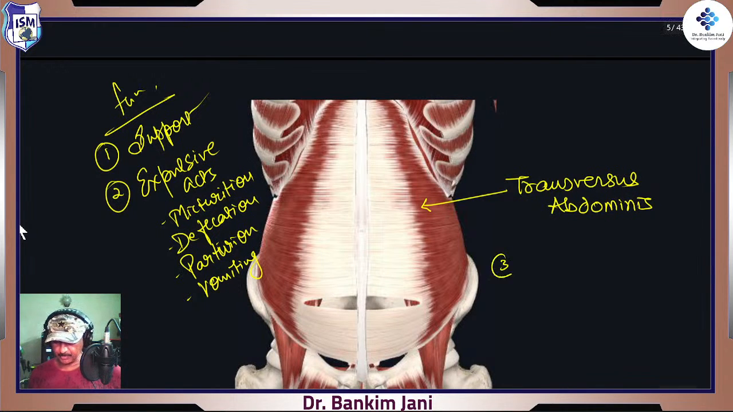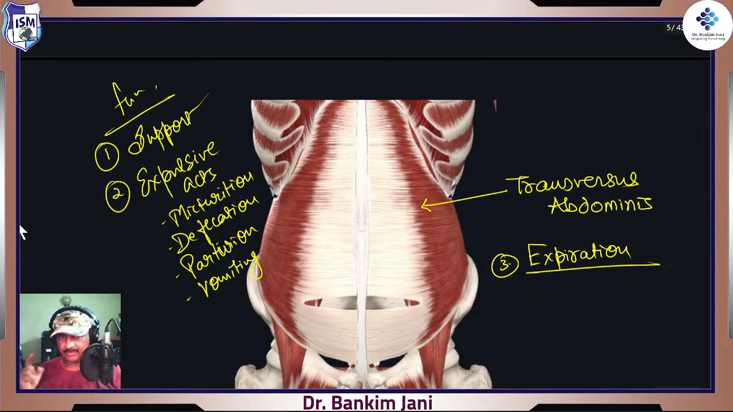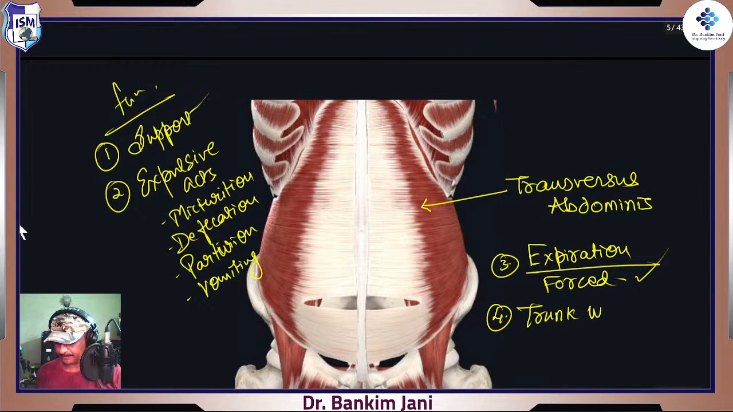One more important thing, we know that inspiration is an active process. When you breathe in, it's an active process. But expiration is a passive process. It is because of the elastic recoil of the lungs, and all those muscles just relax, and that's what leads to expiration. Nothing is needed. But when this expiration is a forced expiration, that's where the abdominal muscles will come into picture. And fourth, obviously these are muscles, so trunk movements. So these are some of the important functions of the abdominal muscles.